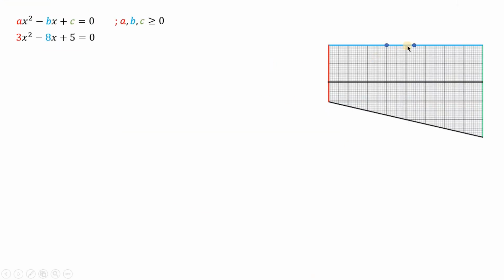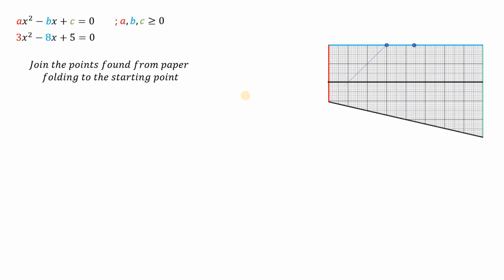So after folding we get these 2 points, then as previously done we are going to join these points to the starting point, as this is the starting point in this case. As you can see, now we measure the distance from here to here, which is 1, and we measure the distance from here to this point, which is 1.7.